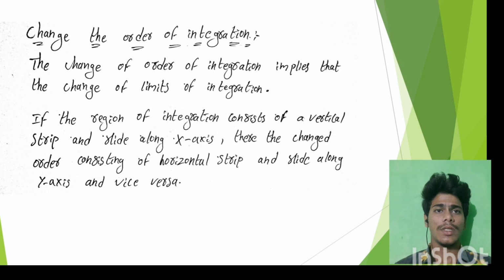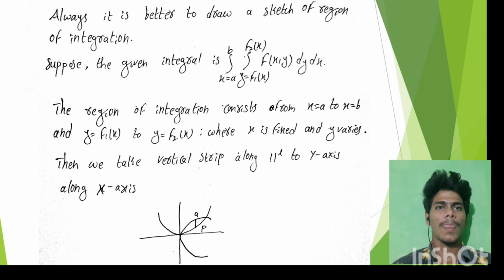Change the order of integration. Change of order of integration implies the change of limits of integration. If the region of integration consists of a vertical strip sliding along the x-axis, the changed order consists of a horizontal strip sliding along the y-axis, and vice versa. Always it is better to draw a sketch of the region of integration.